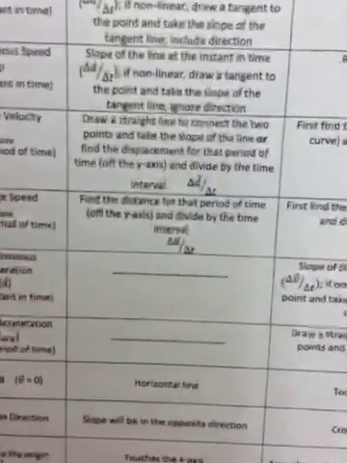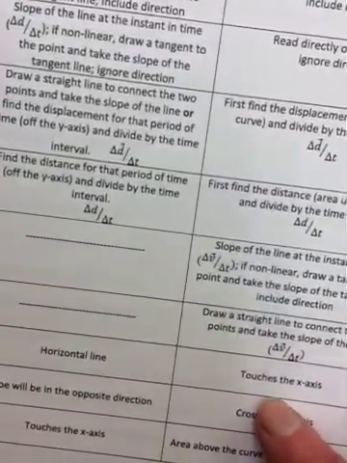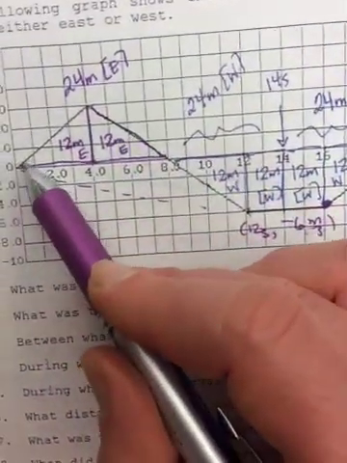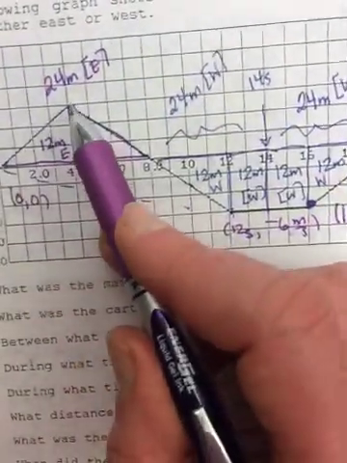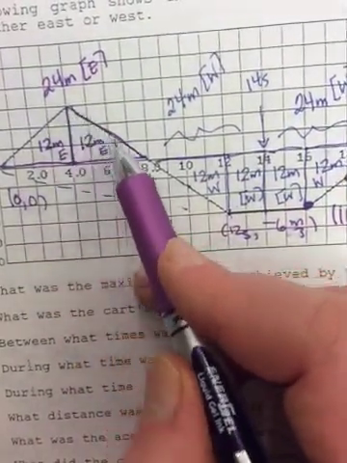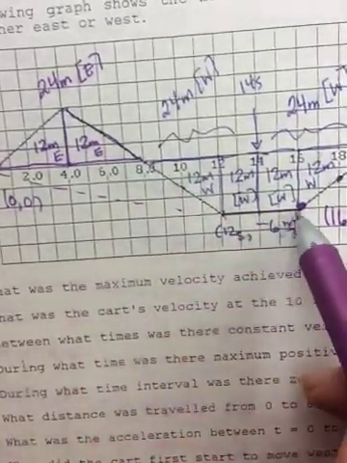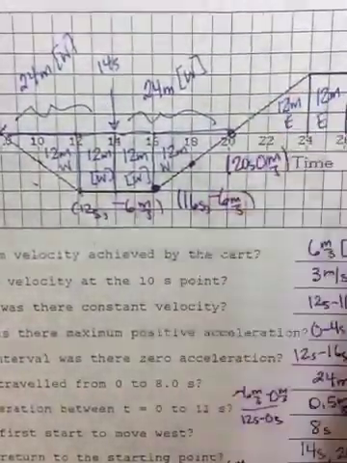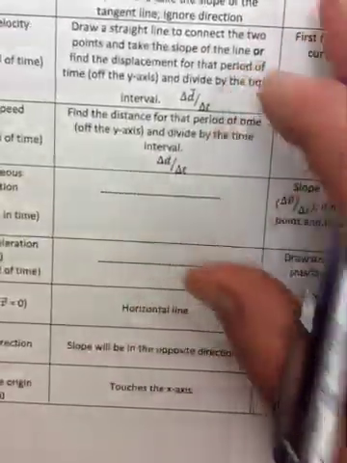How do you find out if it's stopped on a displacement versus time graph? A horizontal line. On a velocity versus time graph, whenever it goes across the x-axis. So here, this is the velocity versus time graph: speeding up to 6 meters per second east, then slowing down until it stops, changes direction, constant velocity. So whenever it crosses or runs along the x-axis in a velocity versus time graph, it has stopped.